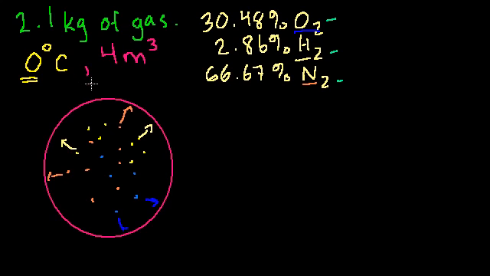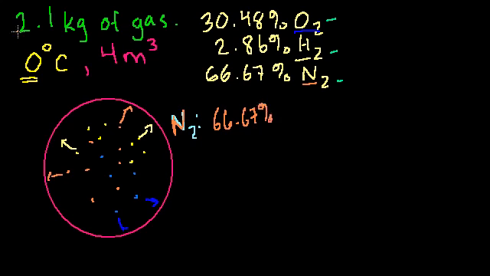So the first thing to figure out the total pressure is we have to figure out the total moles of molecules we have. And the easiest way I can think of figuring out the total number of moles is figuring out the moles of each of these molecules. So if we have 2.1 kilograms of gas, so let me write this down. If we want to know moles of nitrogen, let me do it in the nitrogen color. Moles of nitrogen.